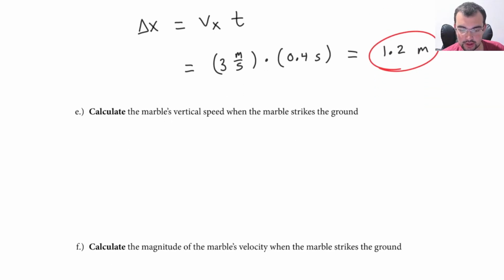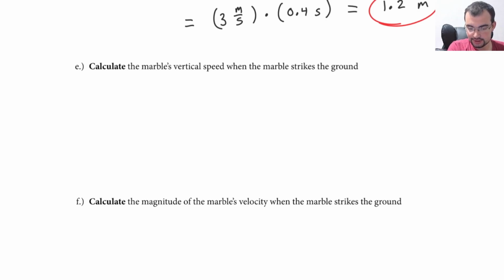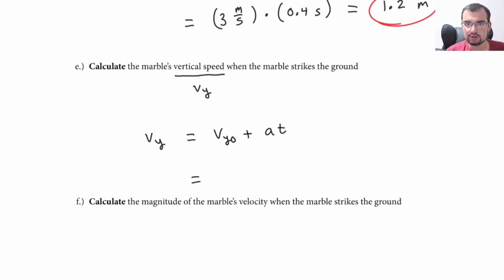Calculate the marble's vertical speed when the marble strikes the ground. Well, vertical speed, what's vertical speed? That's Vy. So let's use kinematics, because this is the speed that does change, right? Vy equals Vy0 plus at. Doesn't matter what you want to make positive or what you want to make negative. Again, I say make acceleration positive unless you're tossing something up, really only when it matters.